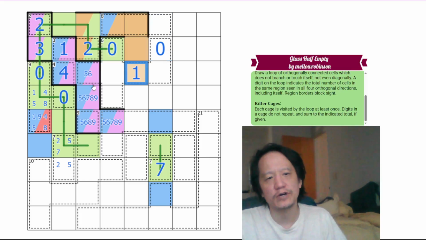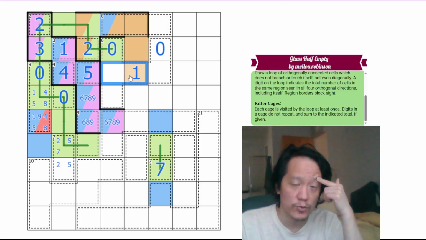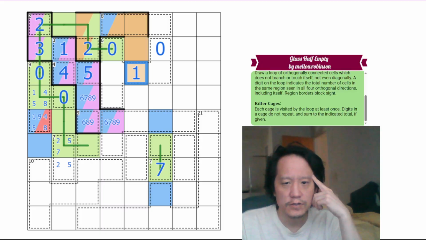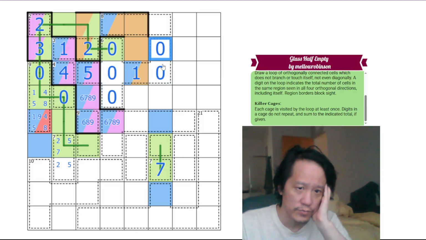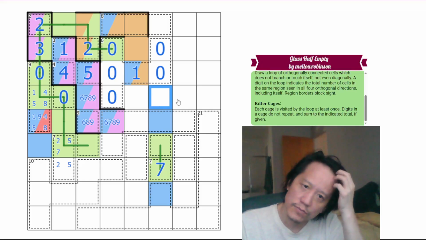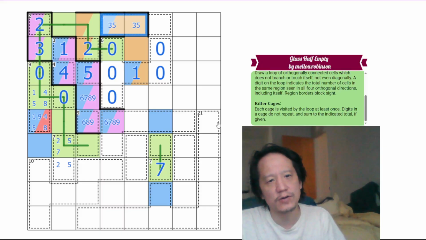This must be a 1, which forces this to be 5, so none of these can be 5. This cannot be on the loop because it would see more than 1. So this is not on the loop. That means the rest of the cage is 0. There's no digit there. That means to add up to 8, this has to be a 3, 5 pair.